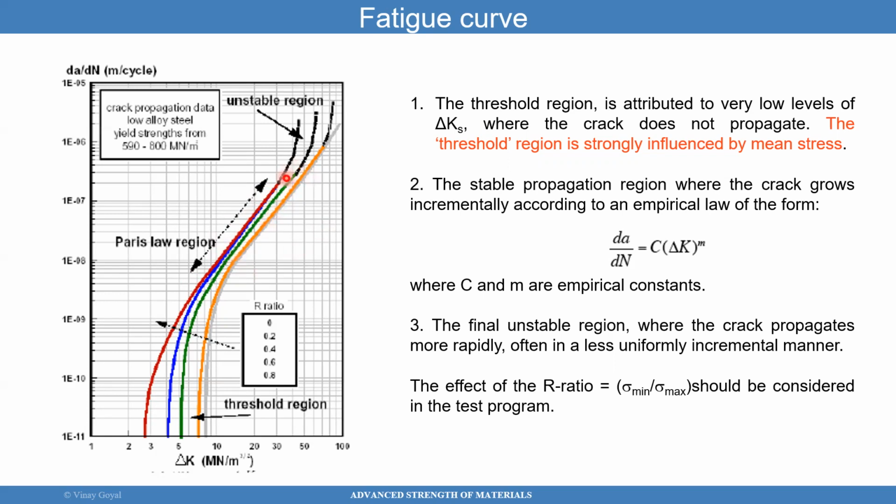And when you approach higher crack growth rates, the system becomes unstable and the crack propagates. But the main equation to use is this one here, da/dN equals C times delta K to the m power. C and m can be found through testing. They're empirical.